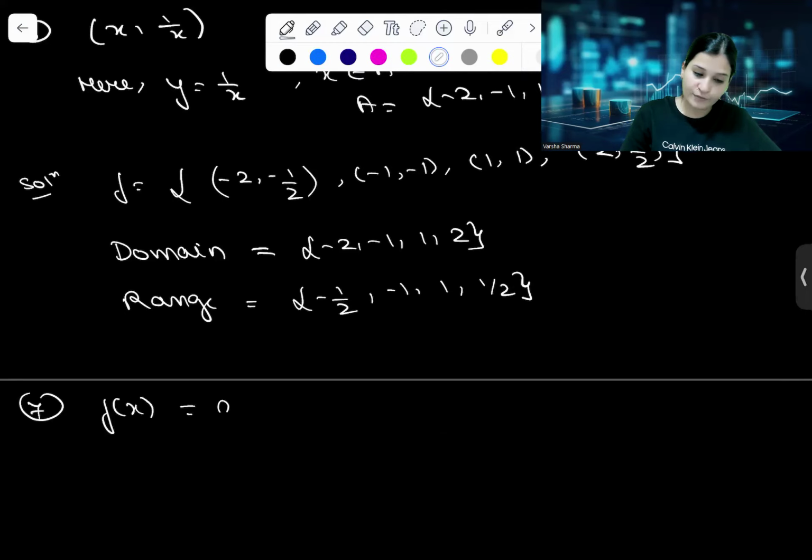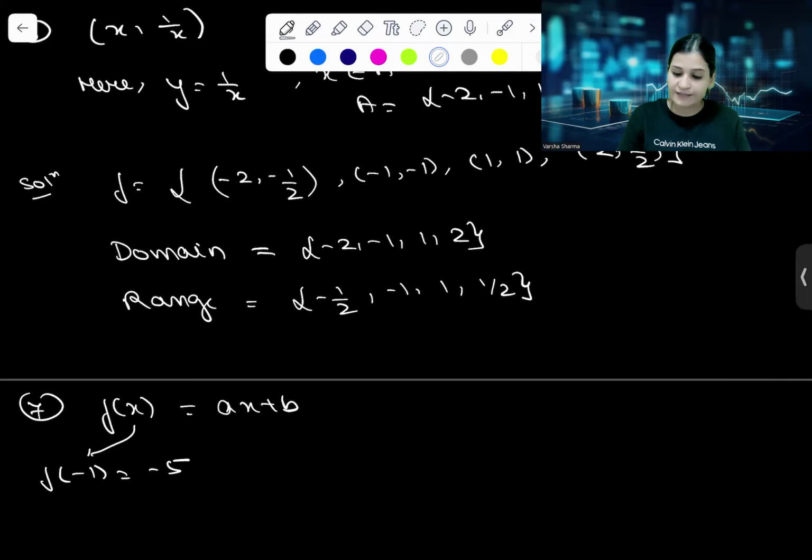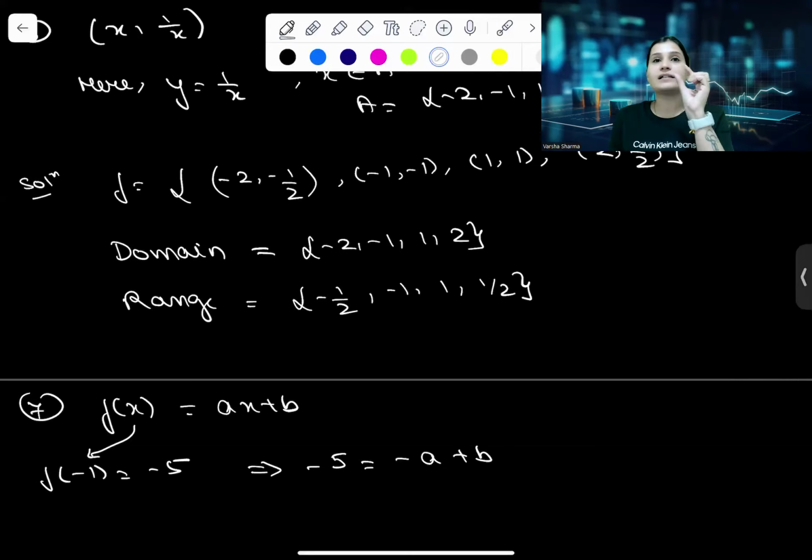Question number 7. F of x is given to be ax plus b, right? So now it's given f of -1 is -5. So see, instead of x, they have written -1 and the answer is given to be -5, which means here x is -1, the bracket is x, and after the equal sign is y. So x is -1 and the value of the function is -5. Whatever is written in the bracket, that is f of x. So I've now written f of -1. So instead of x, we have put -1 in the entire equation, and the answer that I get for that is -5.